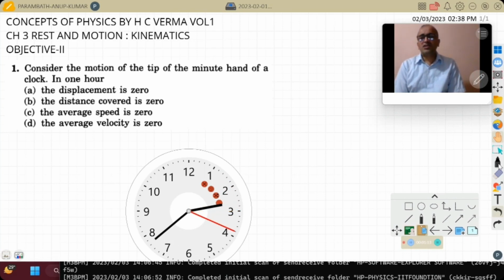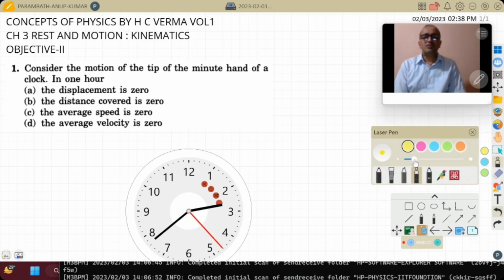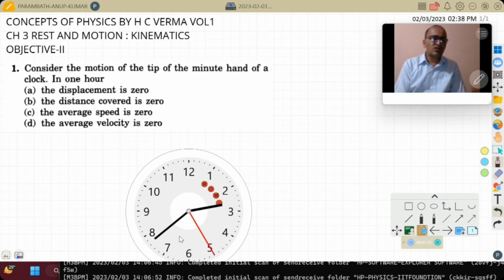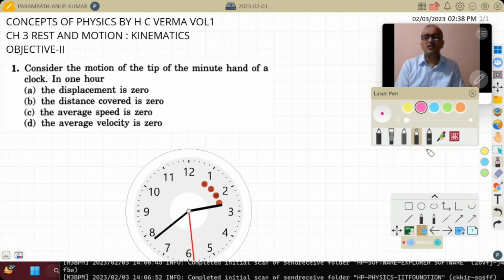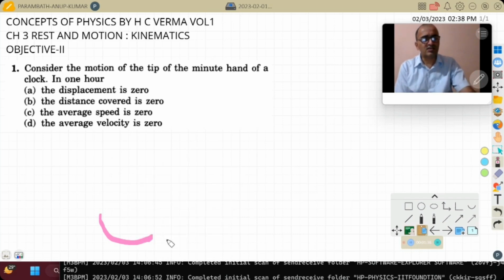First of all, to make you understand, the tip of the clock means, students, this tip. Please be clear about it. What tip am I talking about? This is the tip of the minute hand. Are you able to see? This is the tip, the tip end. That is the tip of the clock.